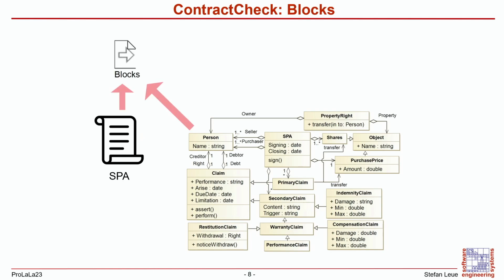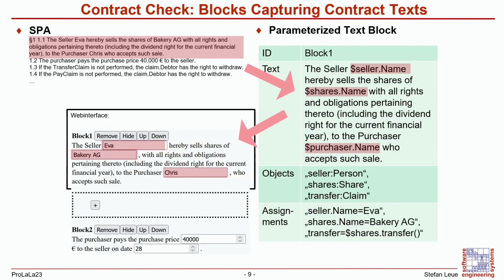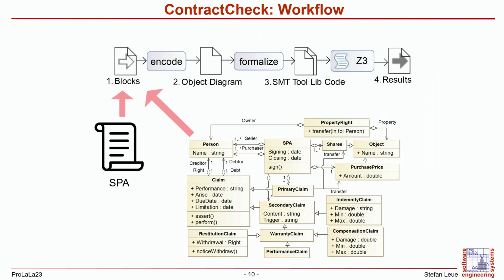The second step is then that we are translating the clauses in the sales purchase agreement into a set of blocks based on this ontology. The way we're doing it is basically by taking the text and manually mapping it to a parameterized text block, which is kind of structured parameterized English, and we feed that into our ContractCheck tool for further automatic processing. So the workflow inside ContractCheck is the following.